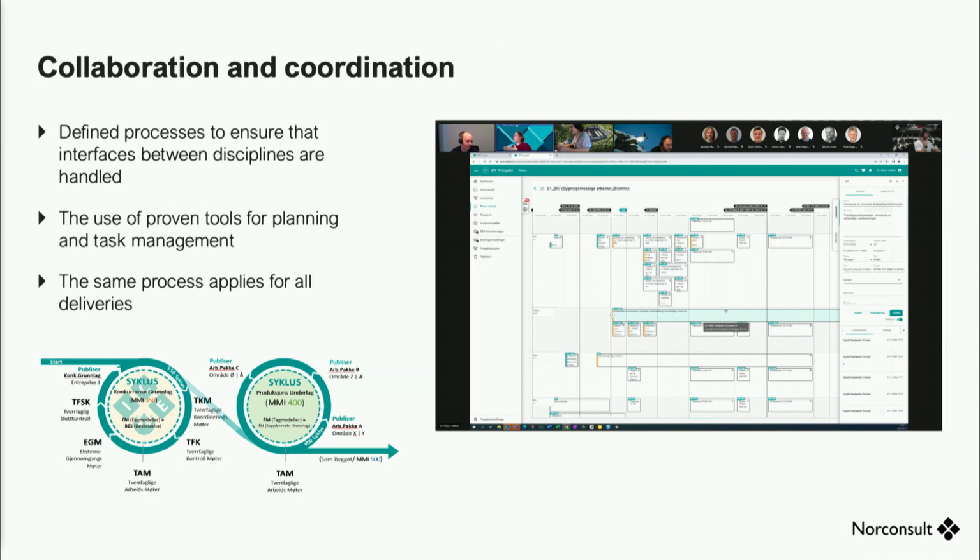In order to make the most efficient plans, it is important to do collaboration and coordination between the different disciplines. We mostly use visual aids and visual tools for planning. This is an example of a planning session where multiple disciplines are involved in order to coordinate design, coordinate interfaces, and what deliveries are happening at what time. Below on the left is the cycle that every delivery goes through when it comes to coordination sessions, quality assurance, quality control, and finally publishing of the information delivery.